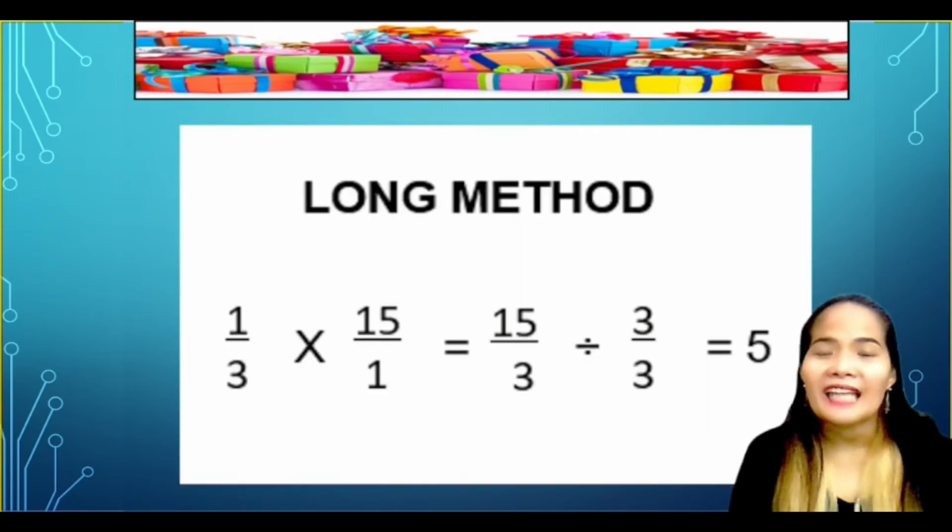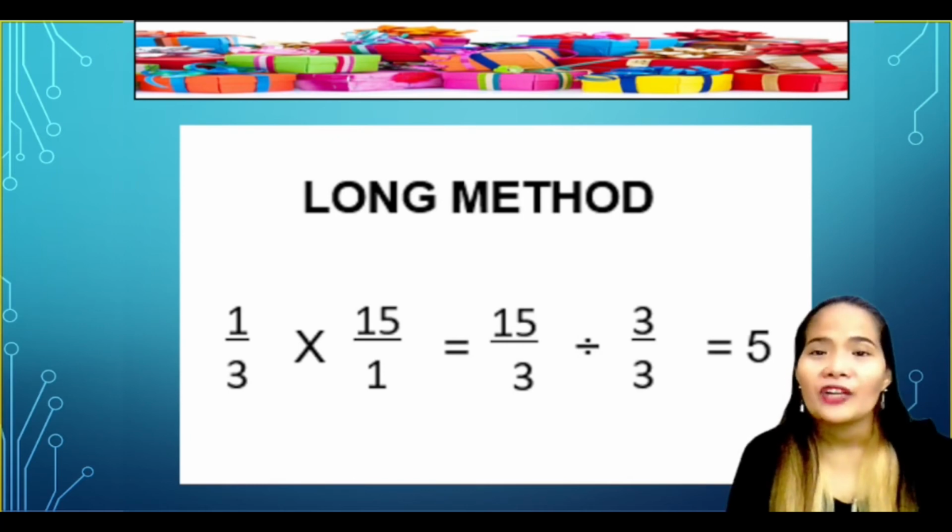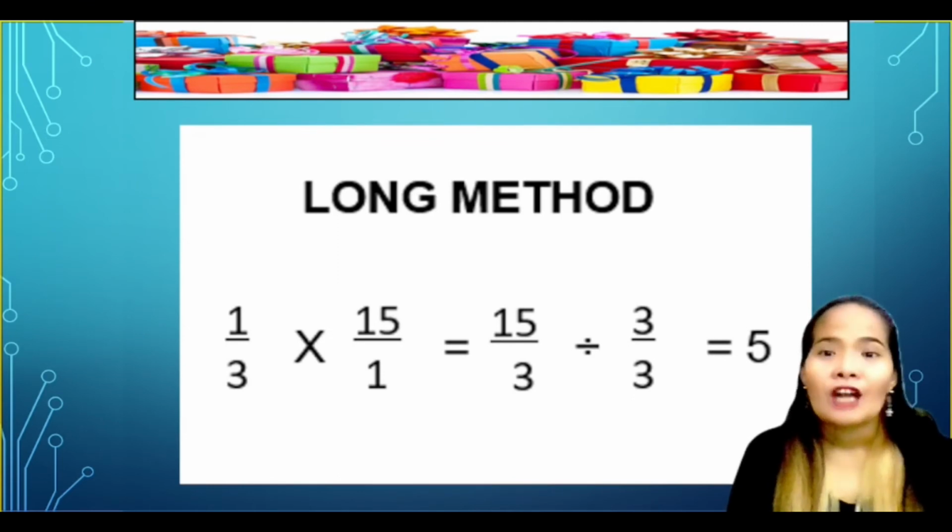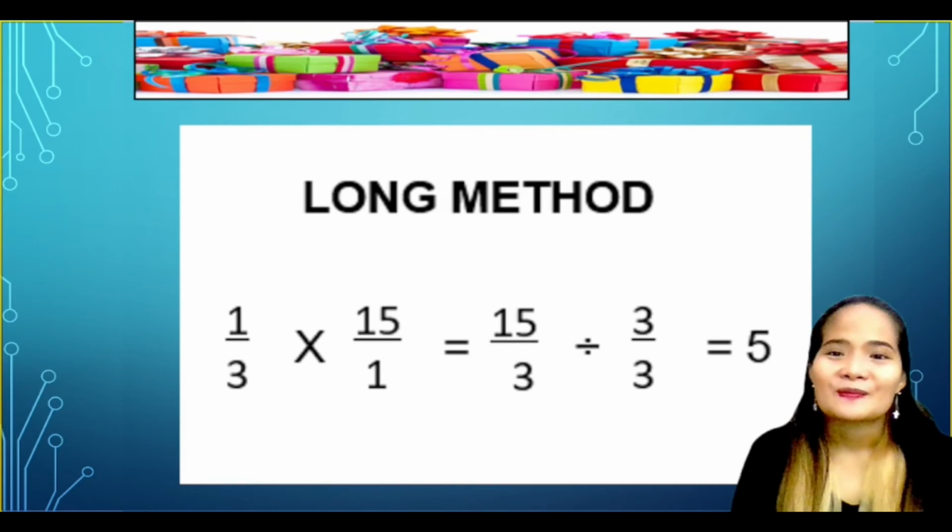For group number 1, they have to multiply using the long method. That is 1/3 times 15 equals n. First, they have to change the whole number to a fraction by putting number 1 as the denominator of the whole number 15. First, multiply the numerators, that is 1 times 15 is equal to 15. And 3 times 1 is equal to 3.